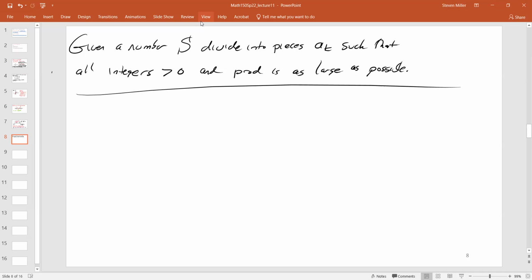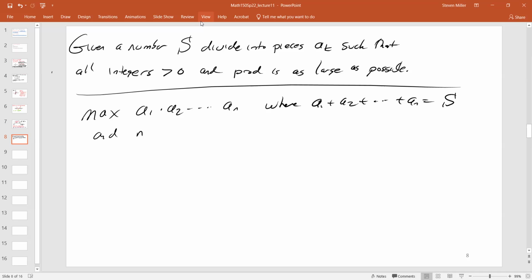So whenever you have a problem, you always want to think about why I have put on the constraints. So I want to maximize A1 times A2 dot dot dot times AN, where A1 plus A2 plus ... plus AN equals S, and N is free. I can choose how many pieces I divide it into. Why do you think I'm not allowing myself to have negative pieces? To have one of the pieces being a negative number.